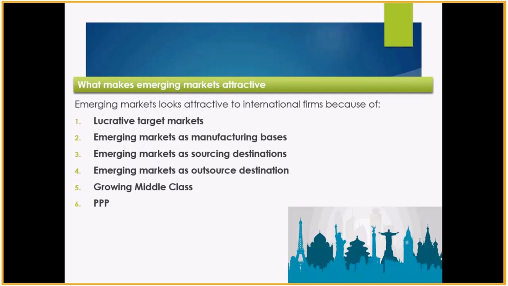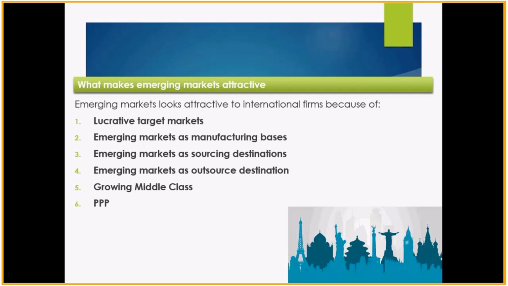So they are going to look for other countries where factors of production, especially labor, are going to be cheaper, right? So they are going to be shifting some of their manufacturing to these emerging markets, right? So these markets are going to be the next manufacturing bases where these companies are going to set up some of their manufacturing in these countries, right?